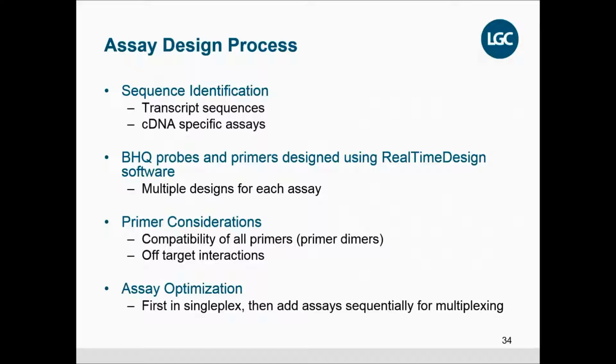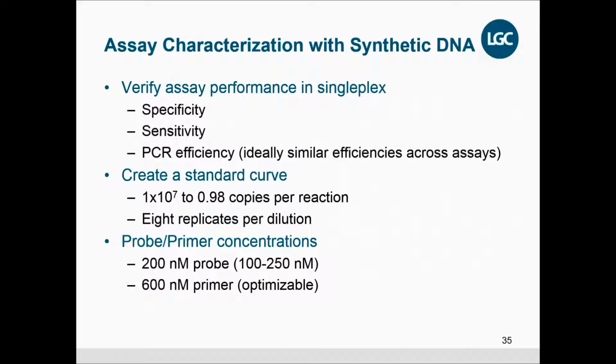Also, looking at any off-target interactions. So when we're designing these assays, are they specific to our target, or are we going to be amplifying targets that were not intended? There are several BLAST programs you can use, such as primer BLAST, to understand what targets I am amplifying. And during the assay optimization process, we always start by understanding the performance of the assay in singleplex, and then add assays sequentially when we start multiplexing.